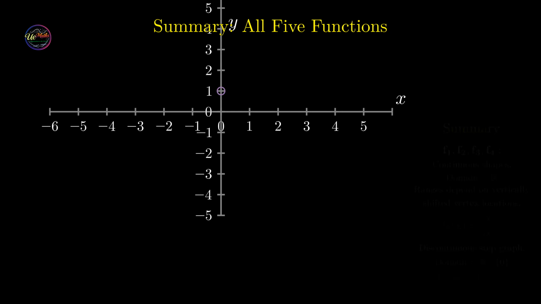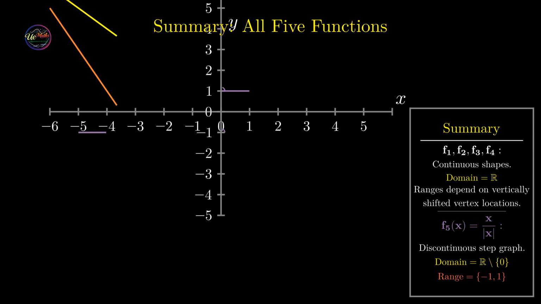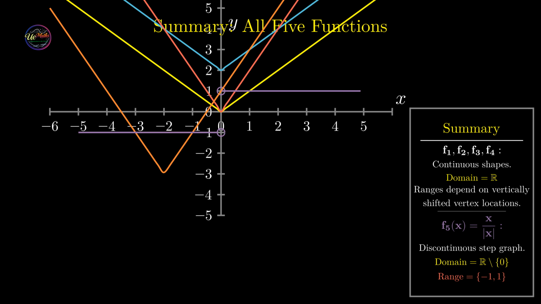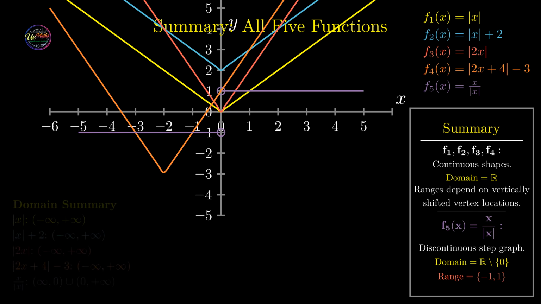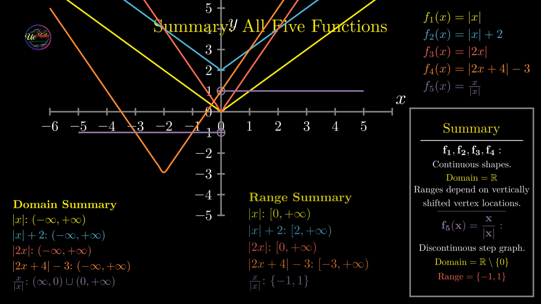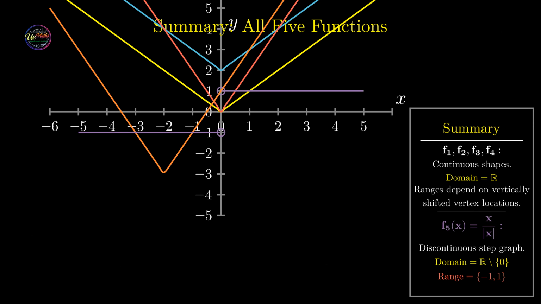In summary, looking at all 5 functions together, we see how algebraic shifts and transformations alter the graph and, with it, the range. Functions 1 through 4 are continuous and their domain is always all real numbers, because there is nothing inside an absolute value that can make them undefined. Their ranges are intervals determined only by the vertical position of their vertex. Function 5 is different. It has a variable in the denominator, which forces us to exclude a point from the domain, and it produces a step graph with a discrete range containing only 2 values.